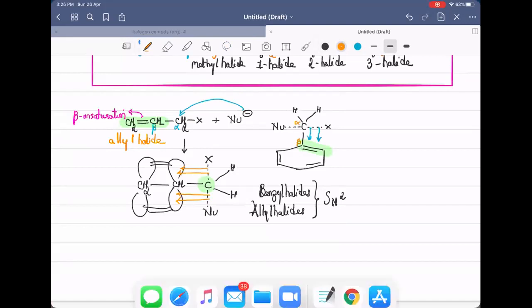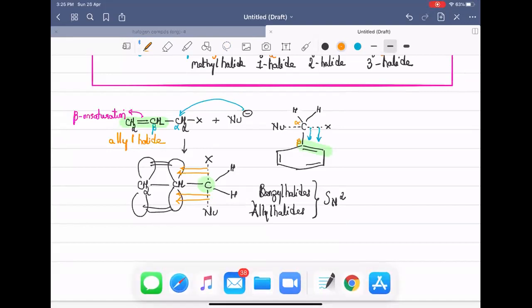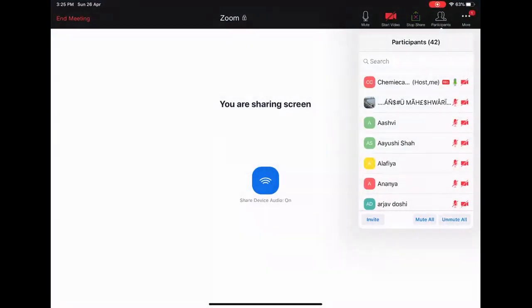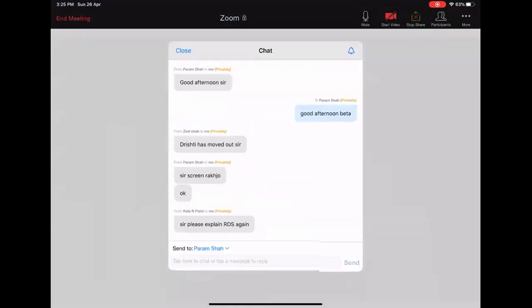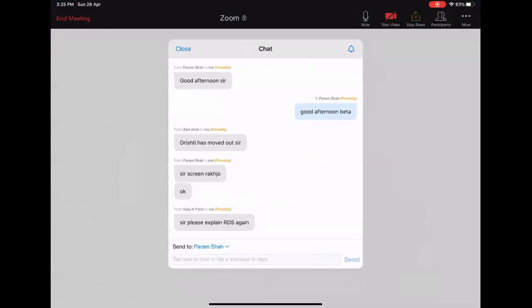Okay, so this is something which you have to know. Coming back to you, there's one chat box. RDS, Kalp, RDS is rate determining step, a step which decides how fast the reaction would take place. Kalp, I hope you've understood that. That step decides how fast the reaction would take place.